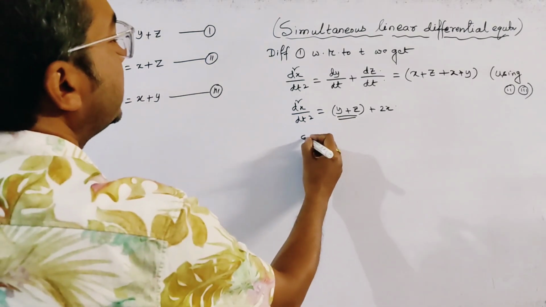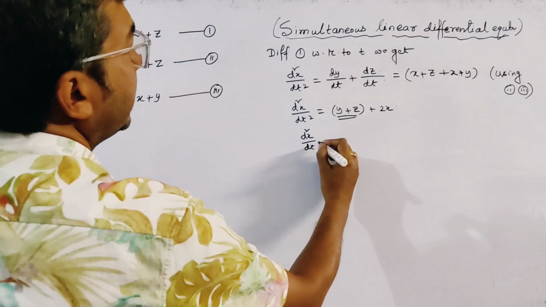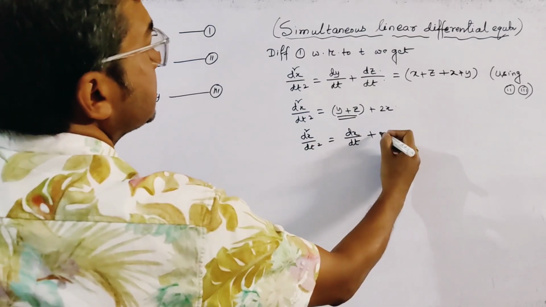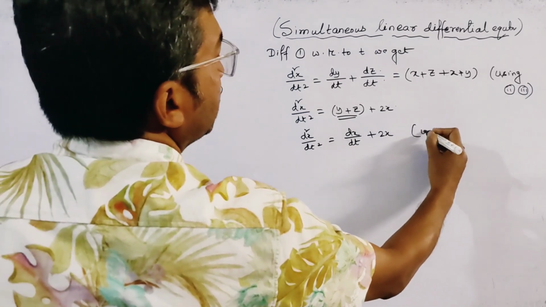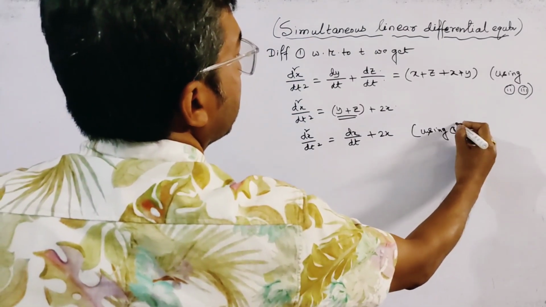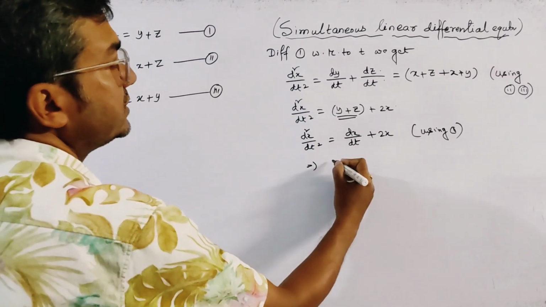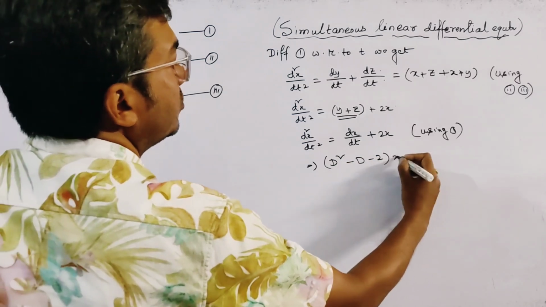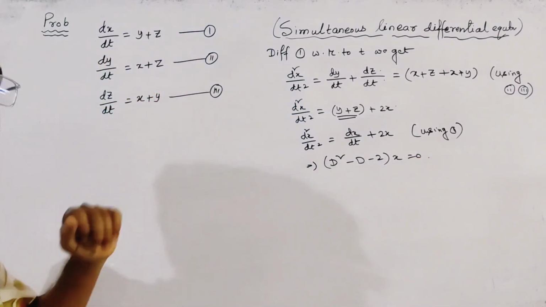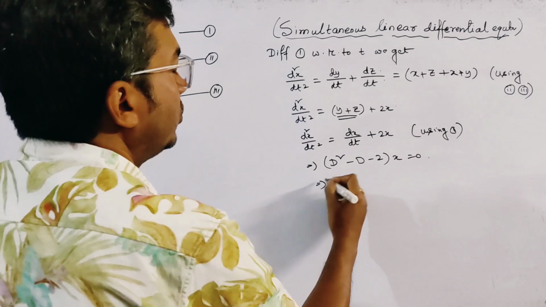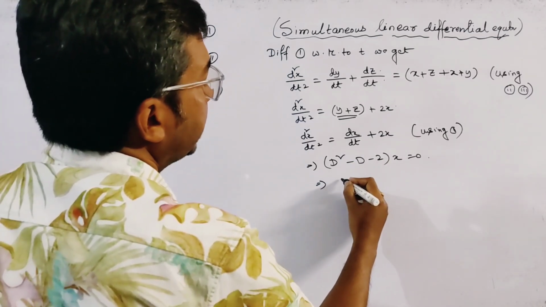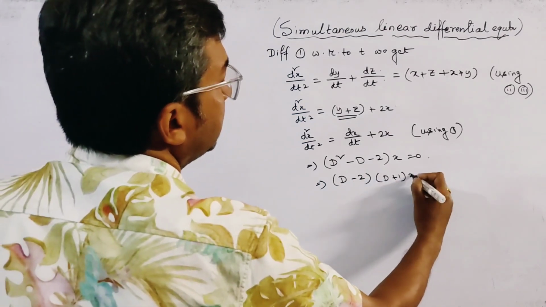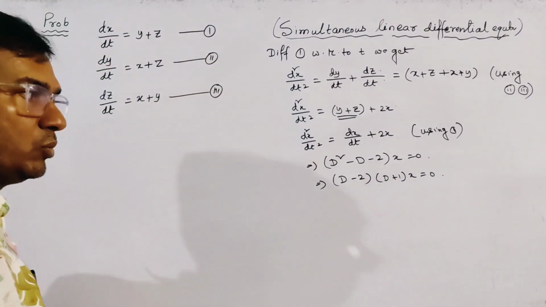We get the relation d2x by dt2 equal to dx/dt plus 2x, using 1. Now we get the differential equation (D squared minus D minus 2) x equal to 0. Now it is easy to solve, and we easily factorize this relation, getting (D minus 2)(D plus 1) x equal to 0.